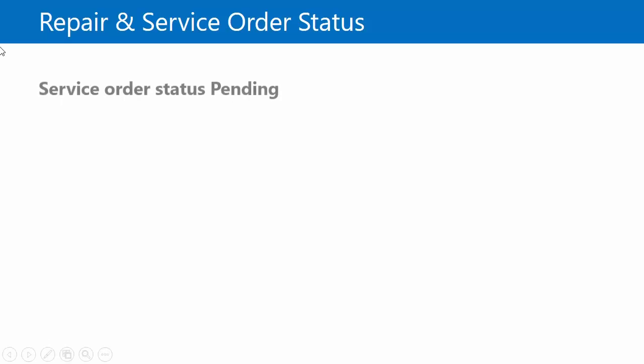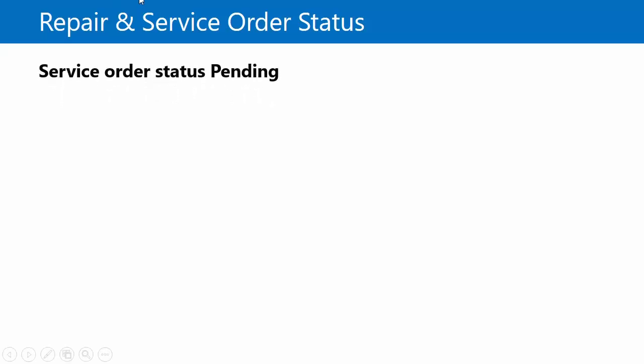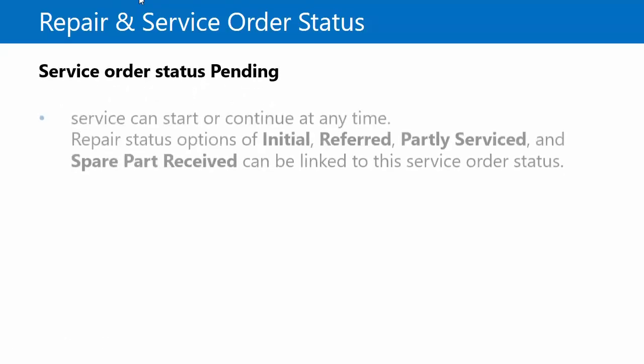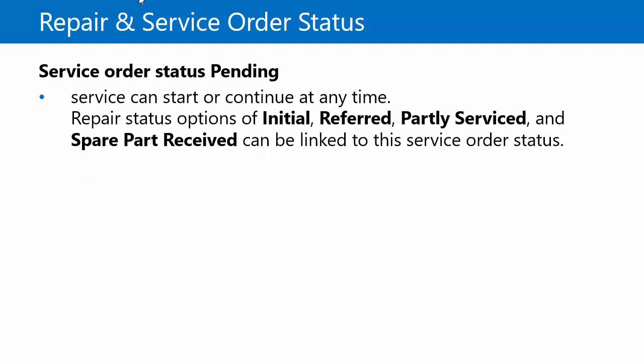First of all, let's have a look at the service order status pending. What does that mean? That means basically that your service order can start, or the service on the service items can start or continue at any time. And you can link that with repair status codes of initial, referred, partly serviced and spare parts received.